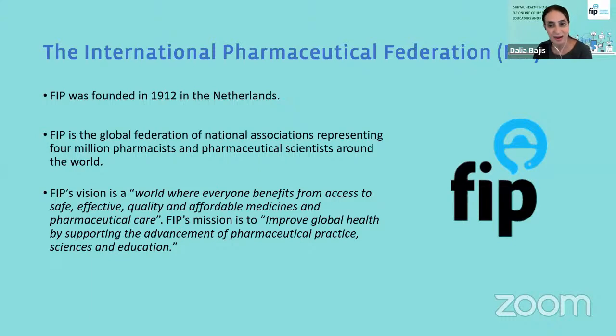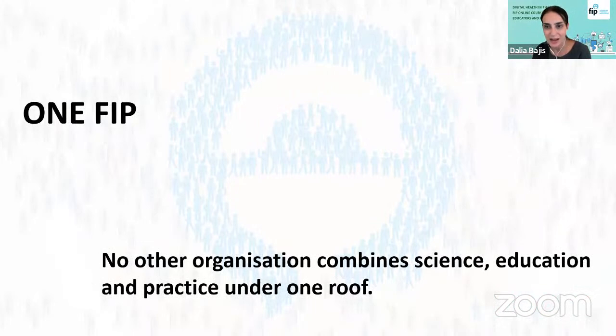For those of you that are finding out about FIP or joining an FIP webinar for the first time, I'd like to share that the International Pharmaceutical Federation, FIP, was founded in 1912 in the Netherlands. FIP is the global federation that represents pharmacists, pharmaceutical scientists, and educators from around the world. We are a federation of national associations representing millions of pharmacists, scientists, and educators from around the world, as I said. Our vision is a world where everyone benefits from access to safe, effective, quality, and affordable medicines and pharmaceutical care. And our mission is to improve global health by supporting the advancement of pharmaceutical practice, science, and education. I would like to invite my co-moderator, Mr. Jaime, to provide you with further context about FIP and the One FIP philosophy that drives this vision and mission that I described to you earlier.